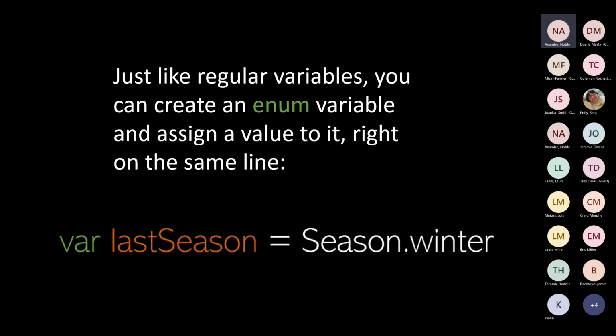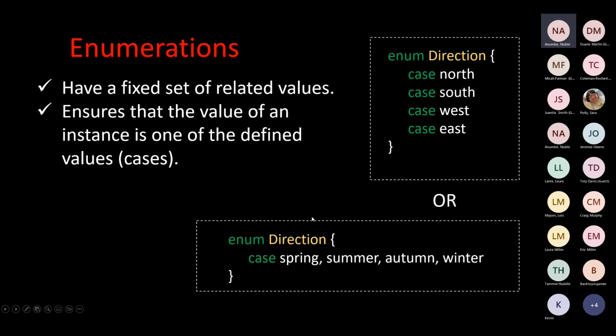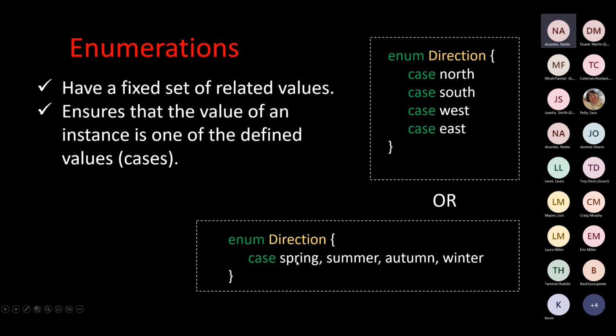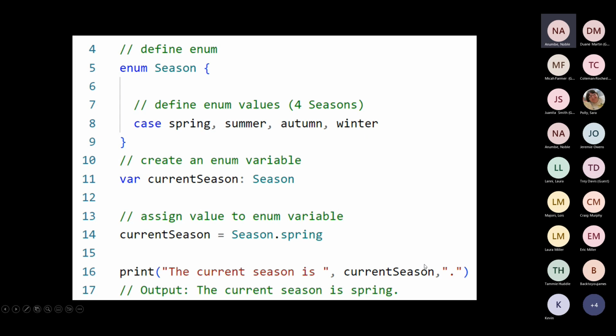So literally, just like regular variables, when we did our variables, you can create an enumeration variable and assign a value to it right in the same sentence. So this is what we did. Because you've already defined all of this, you can come under and say lastSeason equals, and once you type Season and type dot, the only options it will give you will be these cases that have been defined, and then you get to choose one.